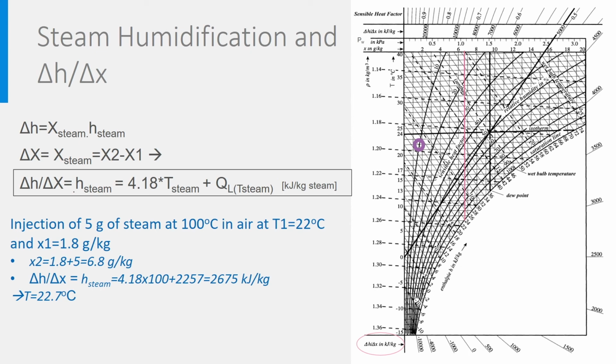The dH over dx scale is here. Lines start from 0, so we draw here the line corresponding to dH over dx is 2675. After that, we just draw a line parallel to this one, but starting from point 1, like this. Where the two lines are crossing, we find the final point, 2, corresponding to a temperature of approximately 22.7 degrees. Note that the process of injecting steam at 100 degrees is almost isothermal. The temperature changes only a little bit. But of course, the warmer the steam, the warmer the final temperature.